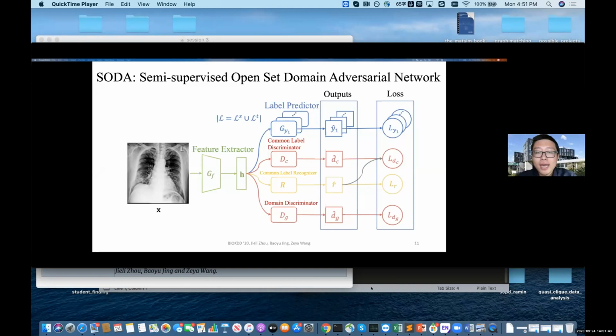And for the yellow part, R is a common label predictor, because in our model we do a domain alignment at the common label level. So the common label recognizer predicts whether this image contains the common label, like pneumonia or not. So the loss function for R is also the cross entropy between the ground truth label and the predicted label. So the final loss function is a linear combination of all of these three parts.